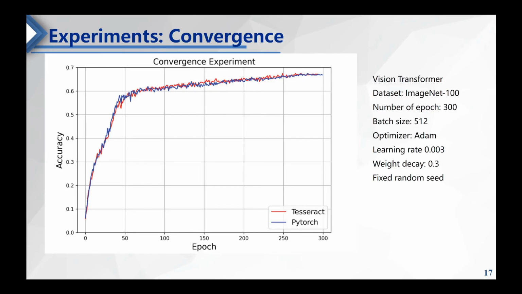Besides, we have also conducted convergence experiments with Gaussian transformer. Tesseract does not introduce any approximations, thus it does not affect the training accuracy for neural networks. As shown in the figure, we compared the accuracy results of a Gaussian transformer model with the same parameter settings on different GPUs.